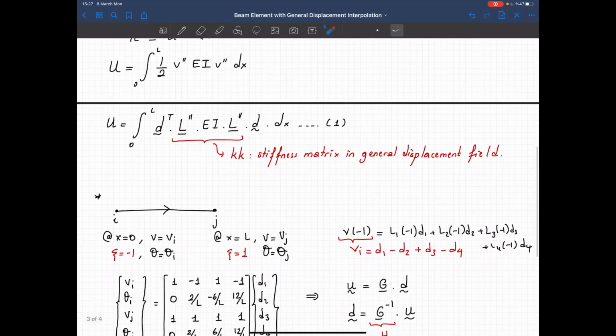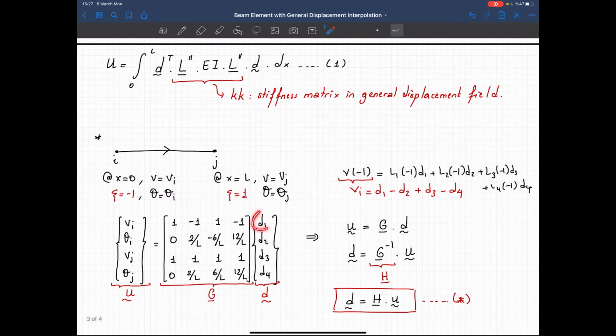In order to do that, I have to relate the general displacement quantities with the nodal displacements. So at psi equal to -1, v should be equal to v_i, theta should be equal to theta_i. Likewise, at psi equal to 1, I have to have the following relationship. By relating the general displacement field with these requirements, I obtain a transformation matrix. This transformation matrix helps me to determine the nodal displacements from the general displacement quantities.